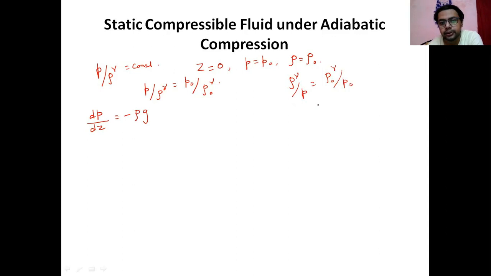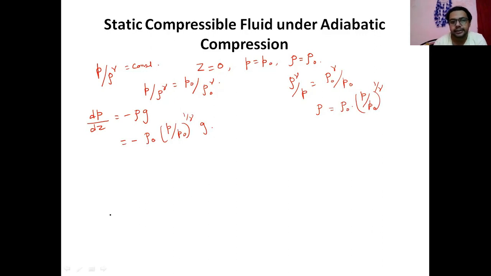So rho is equal to rho 0 (P by P0) to the power 1 by gamma. You just put it here: minus P0, (P by P0) to the power 1 by gamma. Then again segregate this thing. So it will come in this manner: dP by P to the power 1 by gamma, rho 0, 1 by P0 to the power 1 by gamma, g.